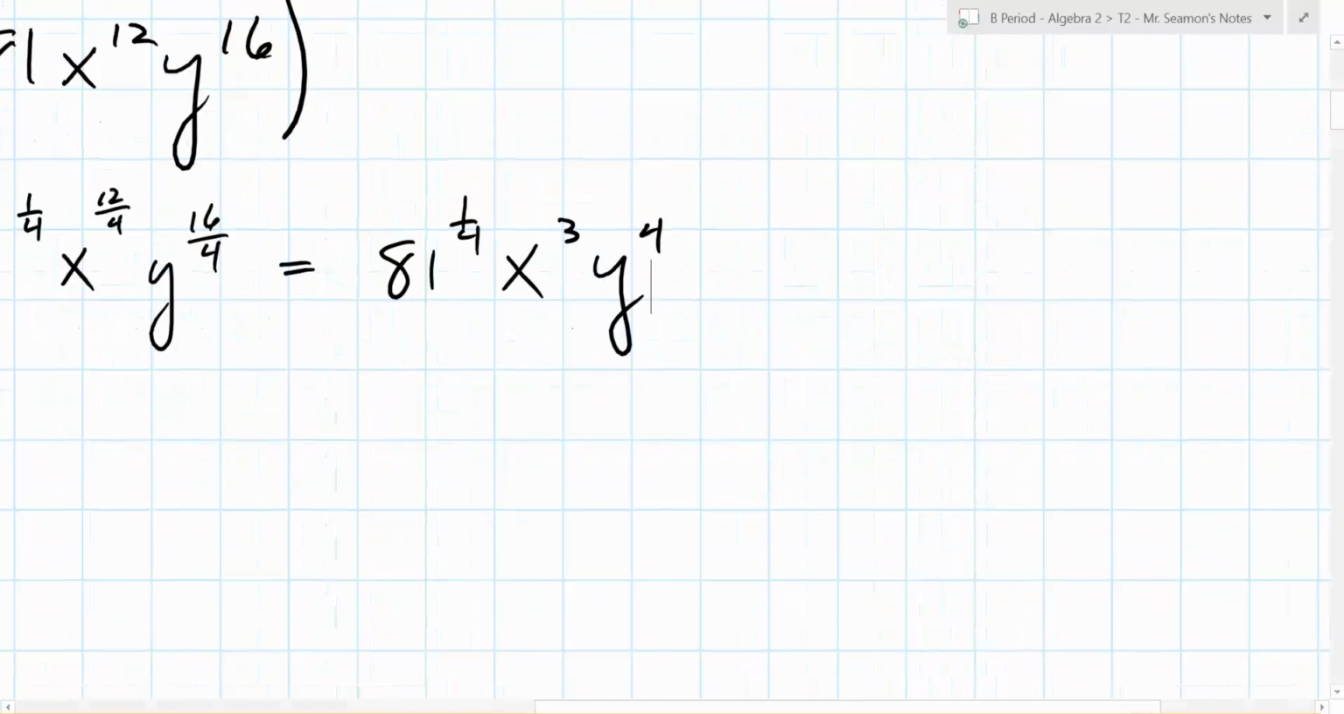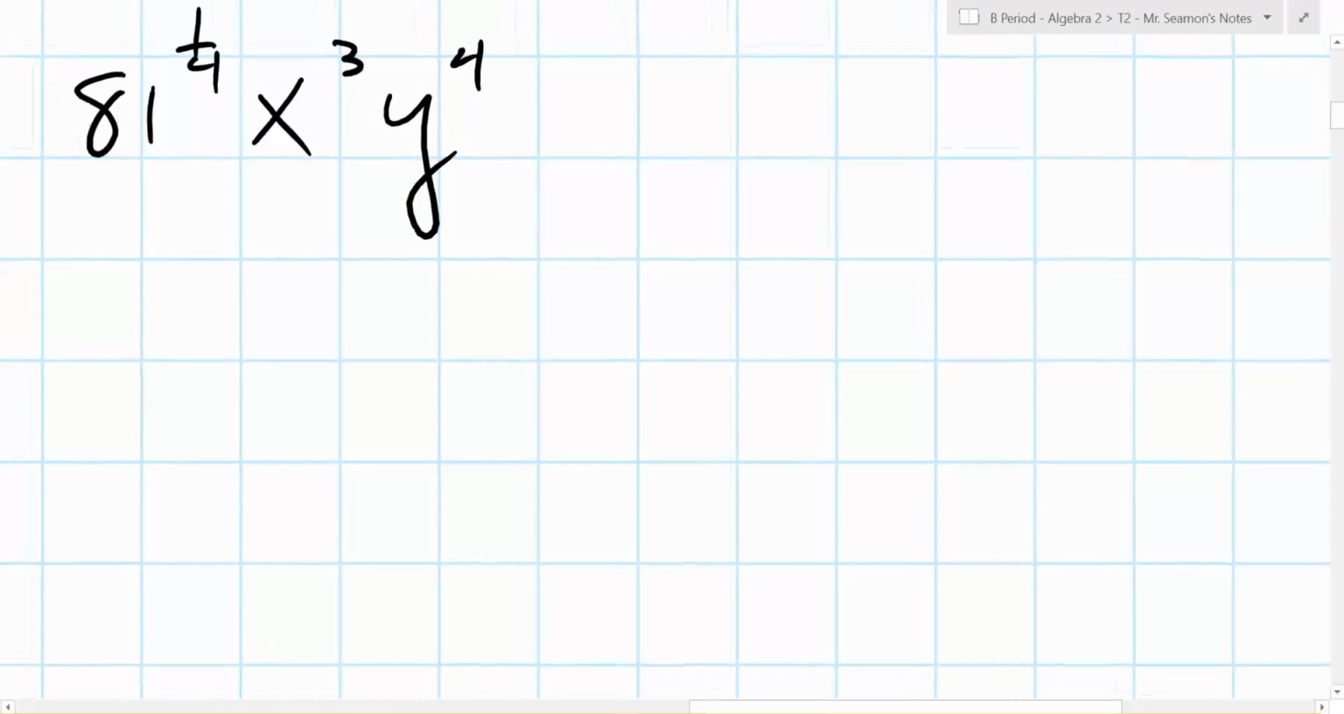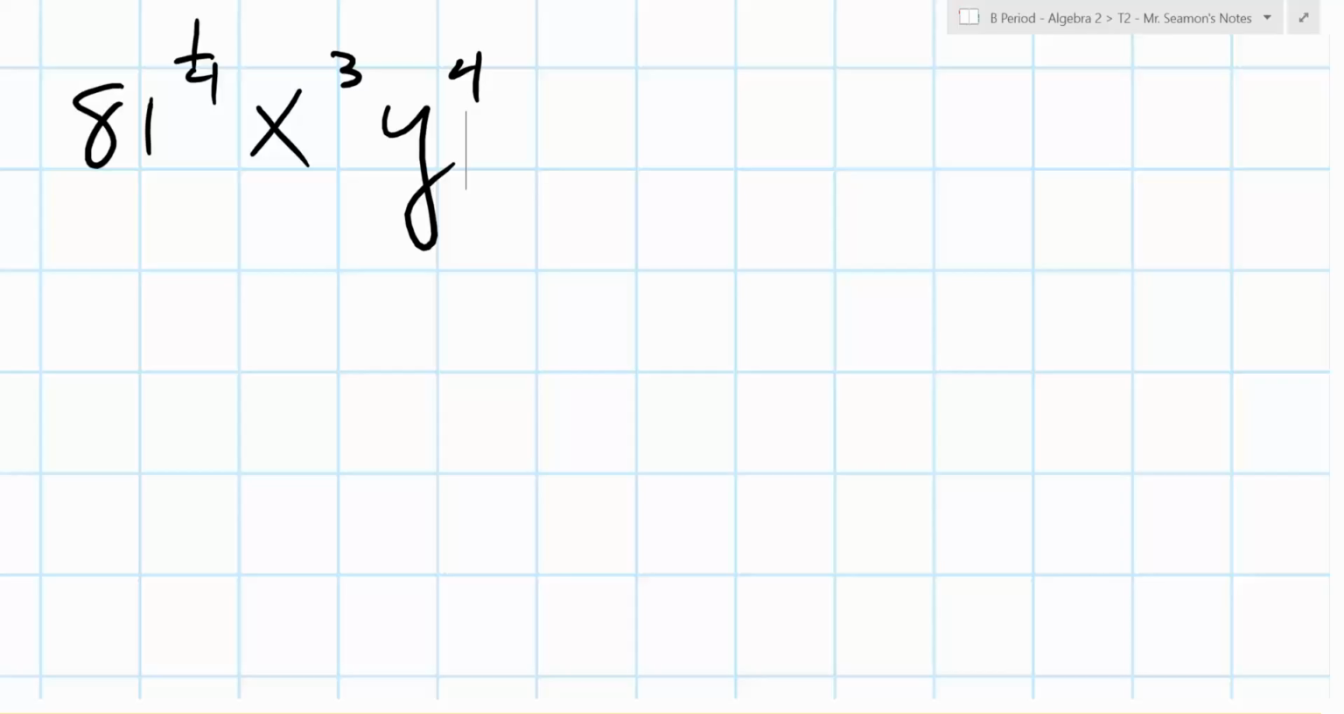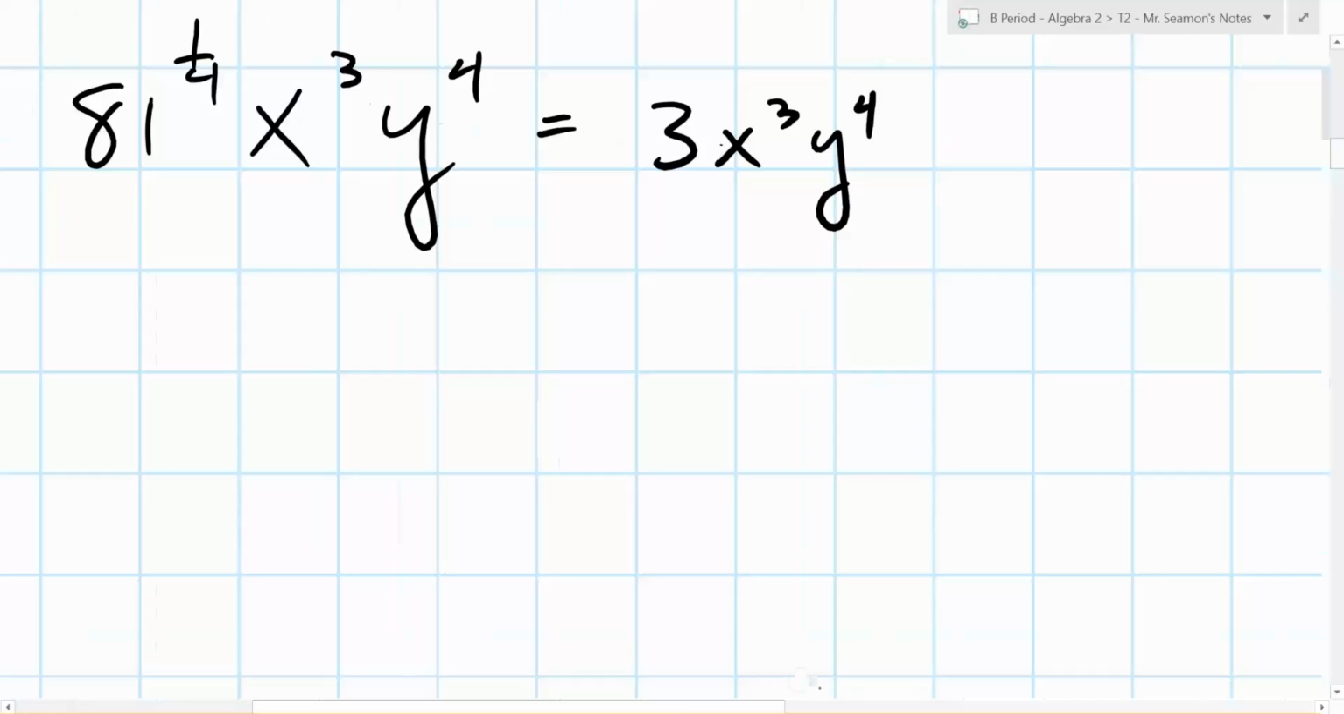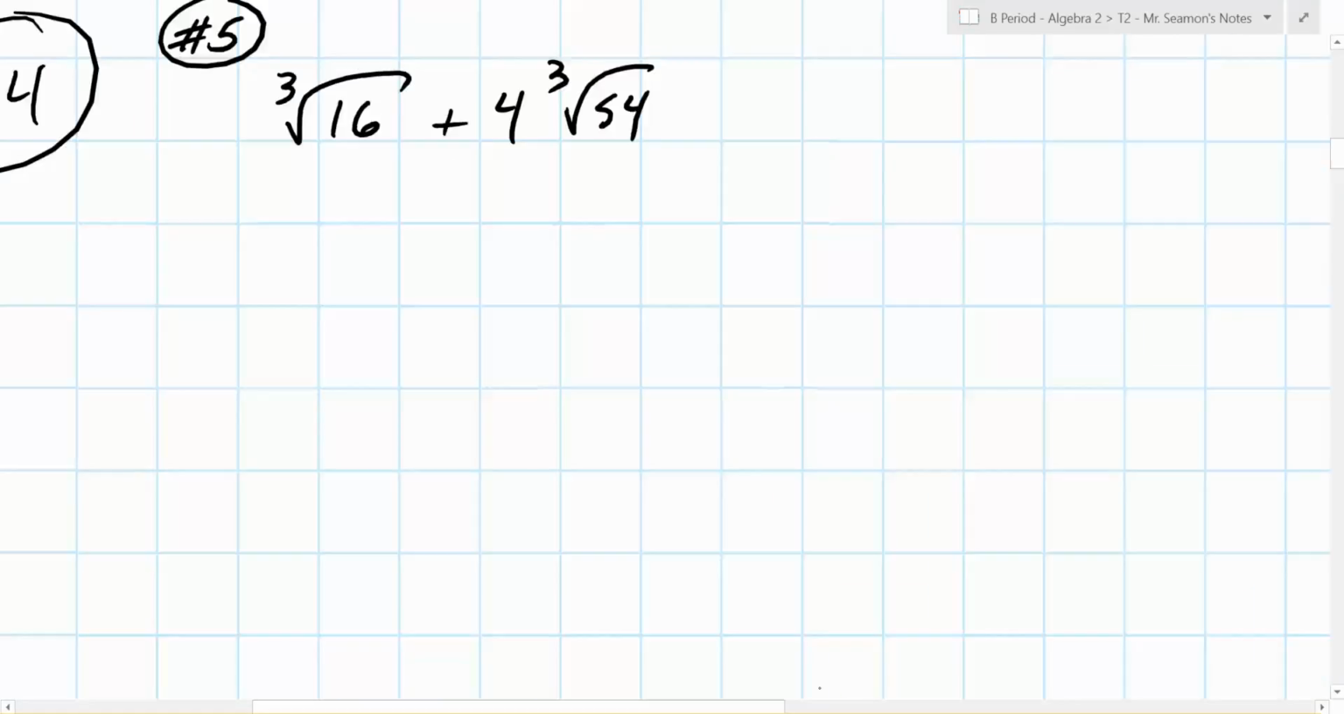So there's still something we can simplify here. 81 to the 1/4 means the fourth root of 81. You need to know what that is off the top of your head. It is 3. So it's 3x cubed, y to the 4th. All done. You actually use the tree and simplify these. You have to simplify these.